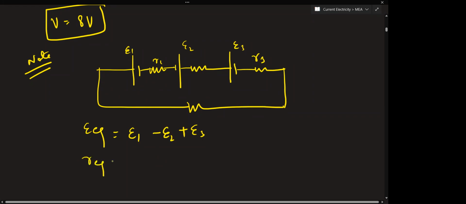And for R equivalent, still add all of them. Resistance can never be negative. So that's why we keep on adding all these. R1 plus R2 plus R3. Just make a note point and add this. The rest of the terms will be the same. R plus small r.